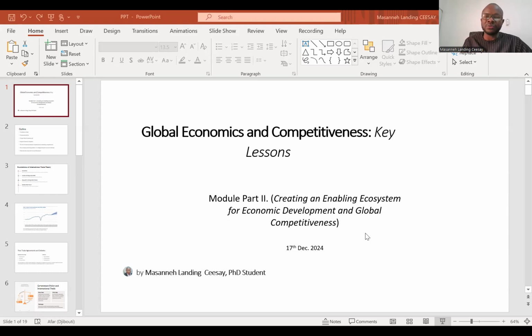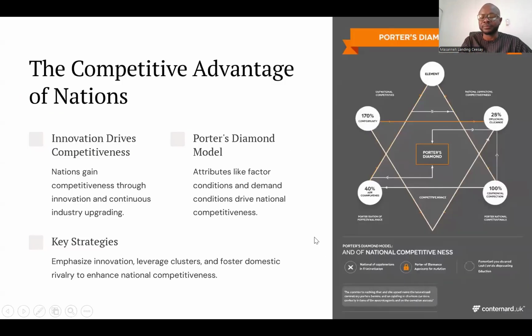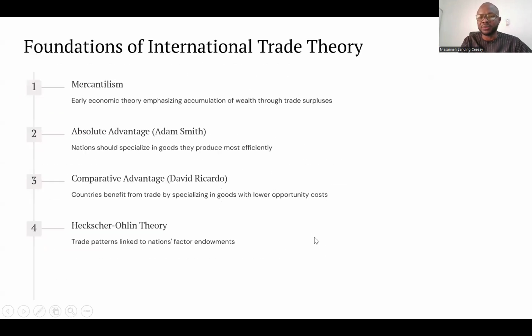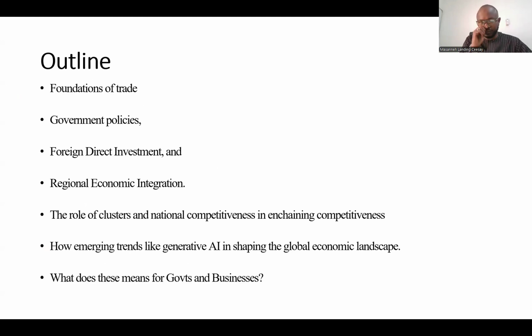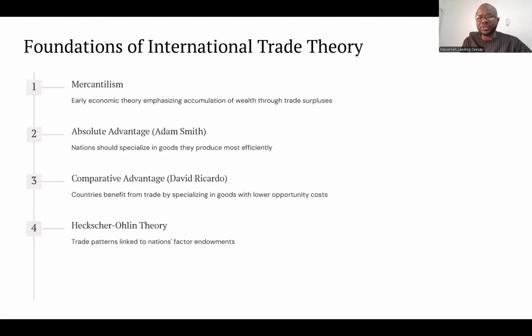So, how can nations go about creating an enabling environment for it to be competitive? The presentation will look at the foundations of international trade, and how international trade theory has evolved over time.